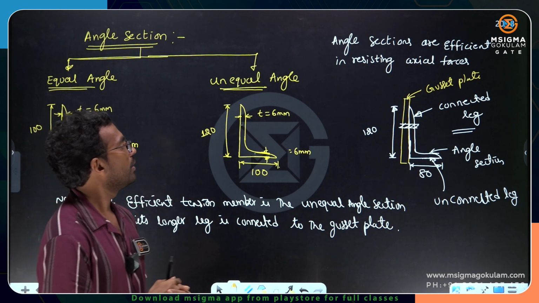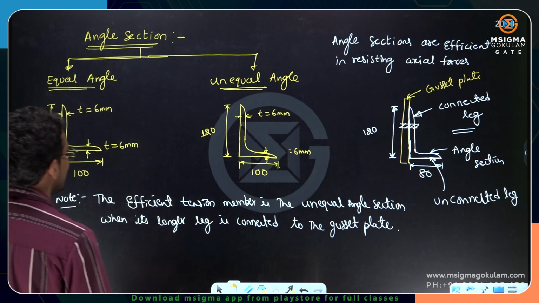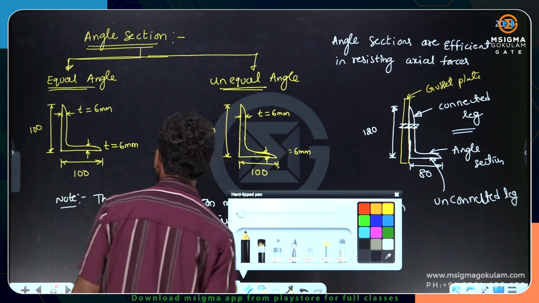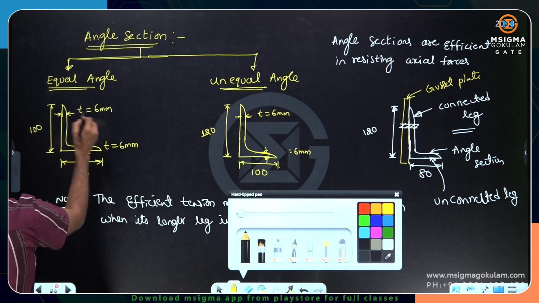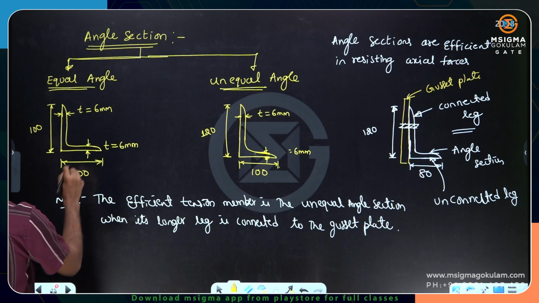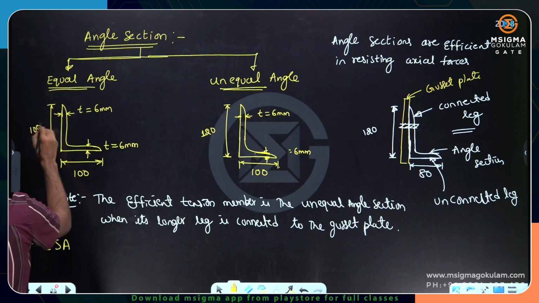Don't worry about it. So then how do you designate angle sections? Angle sections are designated like this. Very simple. I am writing here, ISA. For example, if you want to designate an ISA, you have to mention the shorter leg, then the longer leg, then the thickness.